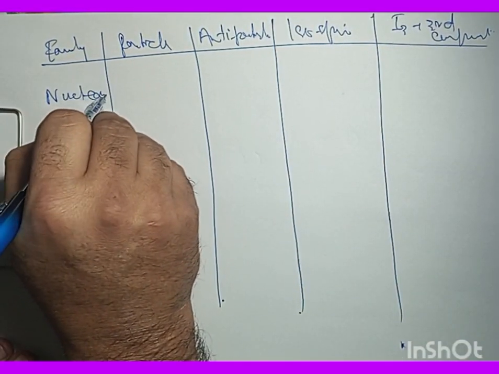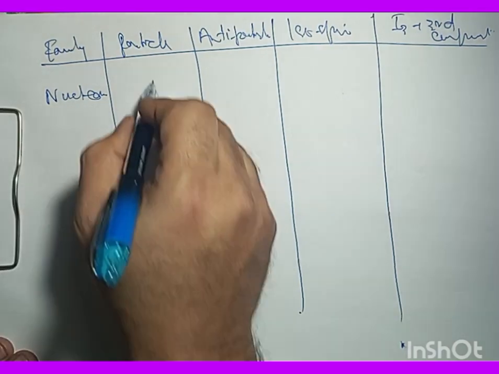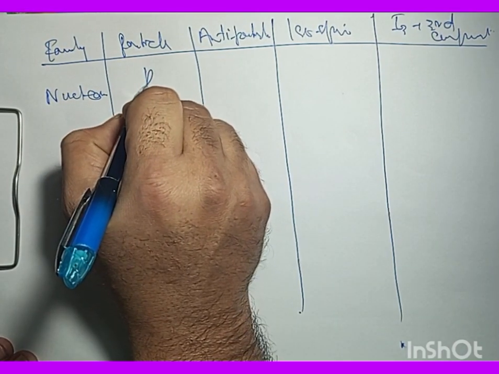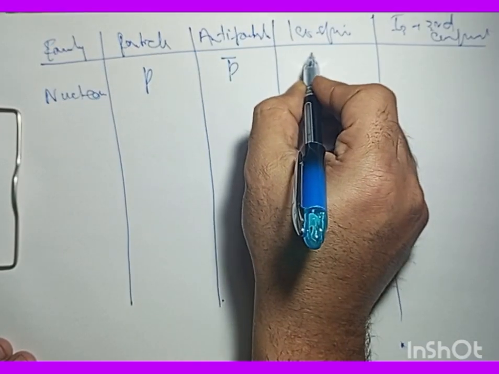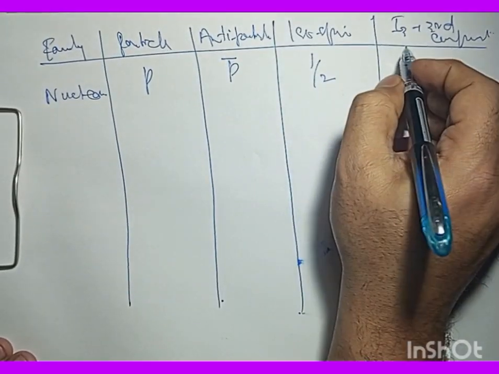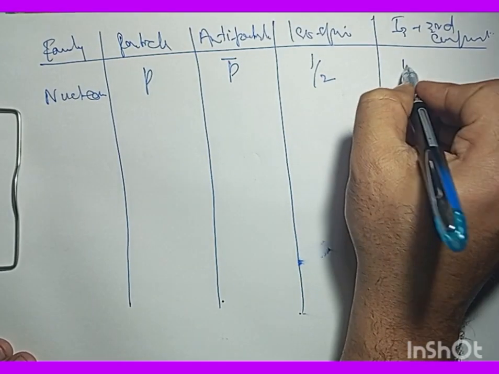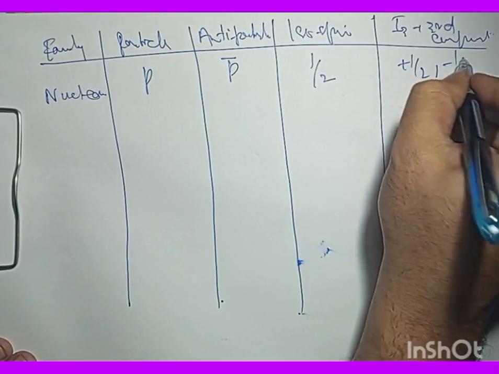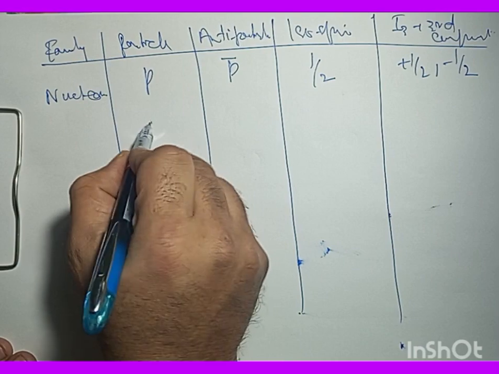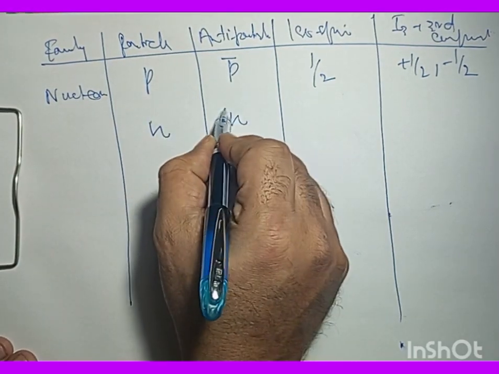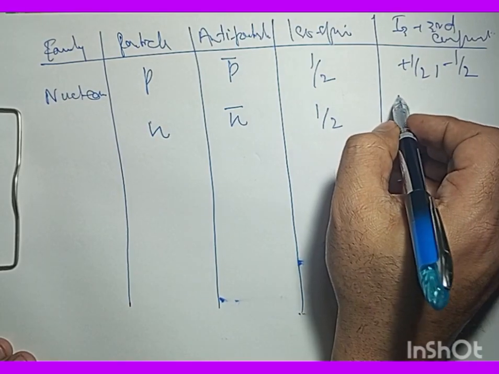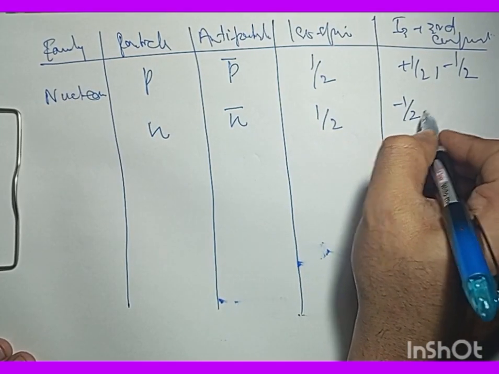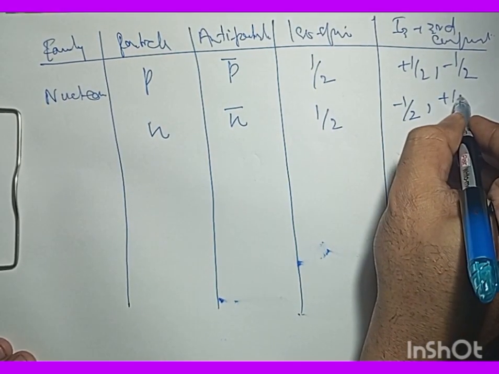So, nucleons: we have proton, and its antiparticle is p bar, and its isospin is half, and its third component is plus half and minus half. Now, talking about neutron, we have antineutron, its antiparticle, isospin is half, and the third component is minus half and plus half.